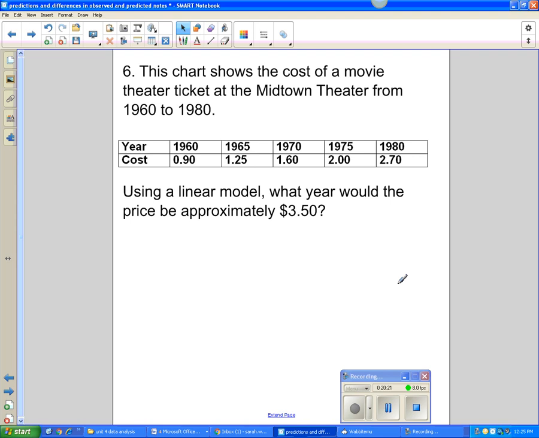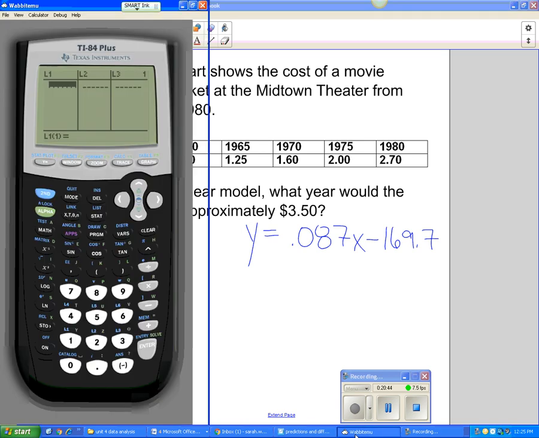All right, if you're not done putting them in, pause the video. All right, so your y equals 0.087x minus 169.7. If you did not get that, pause the video and go back and double check your numbers. Make sure you entered them in correctly. So now I'm going to go to the y equals, and I'm going to type in 0.087x minus 169.7.